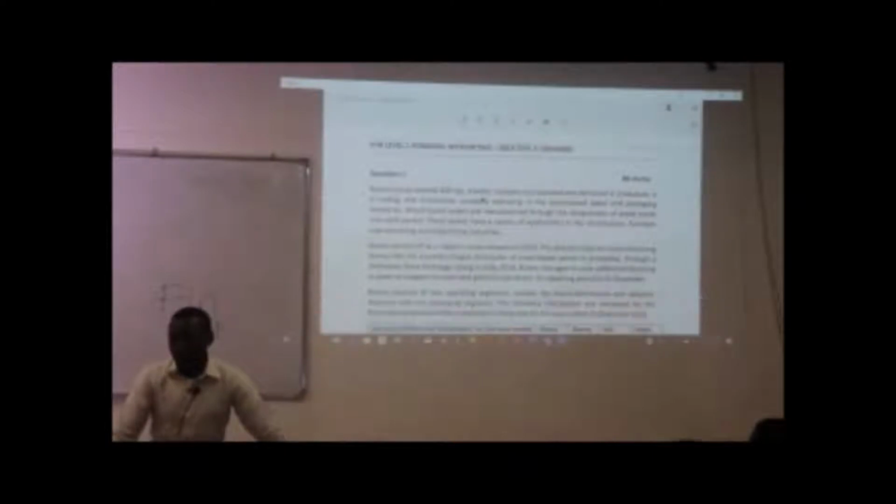Then block 4. Block 4 doesn't have much. Block 4 is mainly revision. No topic. So you got IFRS 5, which is non-current assets held for sale. If you open your course outline, it's there.